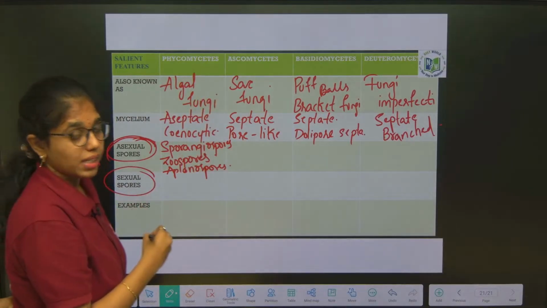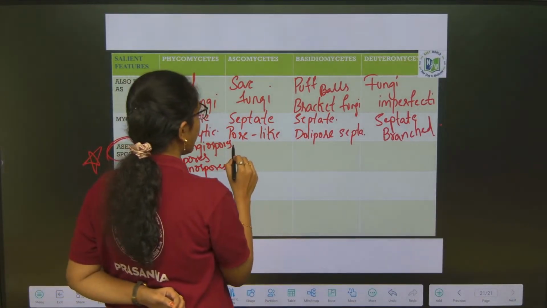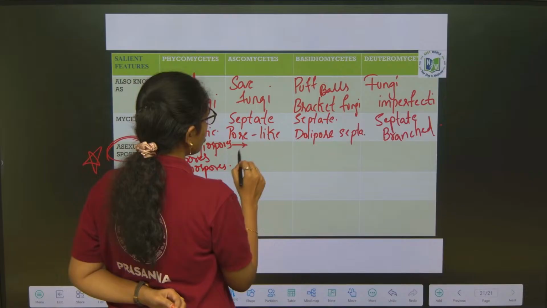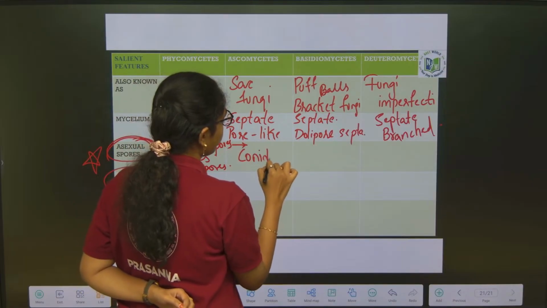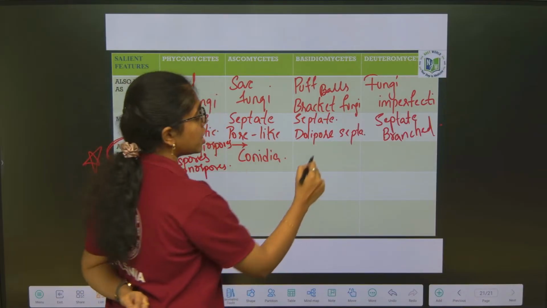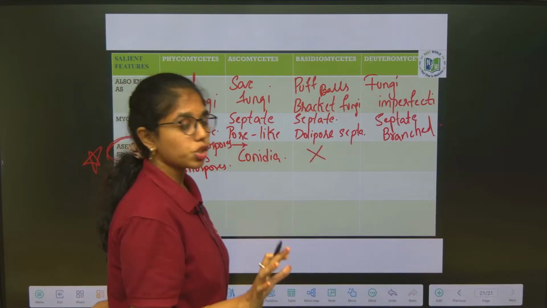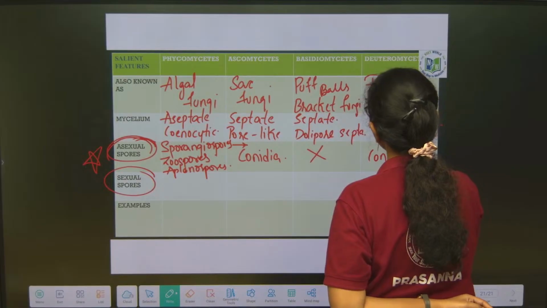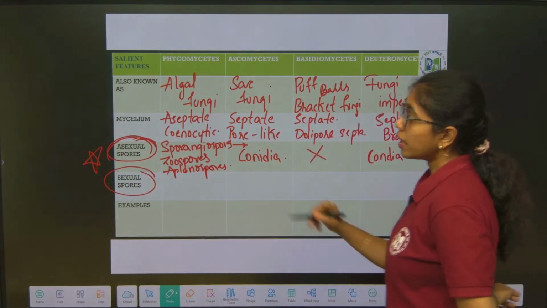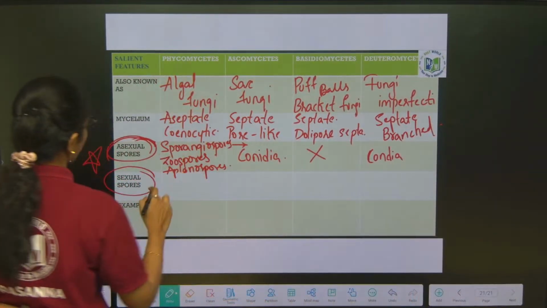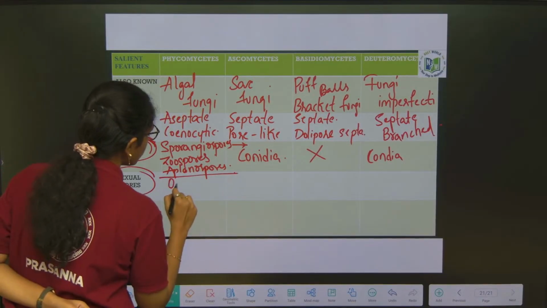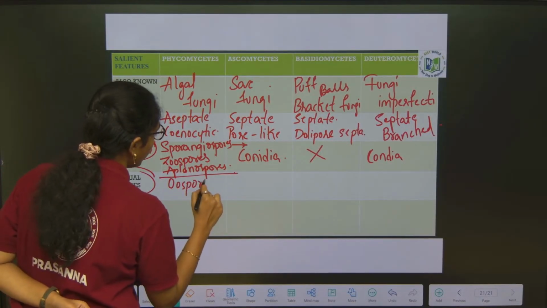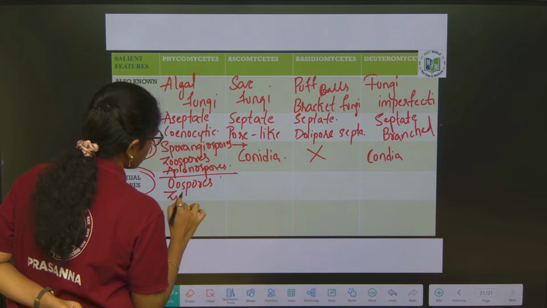In Ascomycetes, what are the types of spores we have come across? Conidia are the asexual spores. Basidiomycetes will not show any asexual mode of reproduction. Deuteromycetes again conidia is the asexual mode of reproduction. Now sexual spores in Phycomycetes, it can be oospores or zygospores.